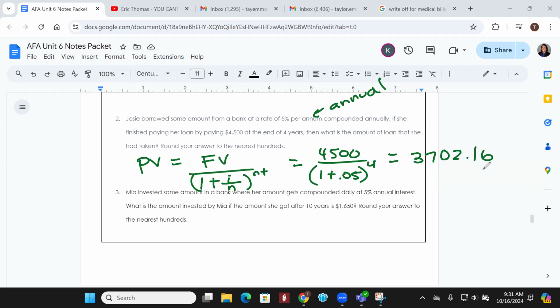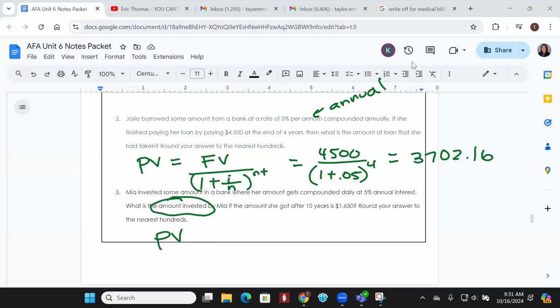Can you try number 3? What are they asking us to find? Are they asking for FV or PV? What was the amount invested? So we're looking for PV. So you're going to use the PV formula, okay? All right, so go ahead and take a moment, plug that in, and tell me what you get.